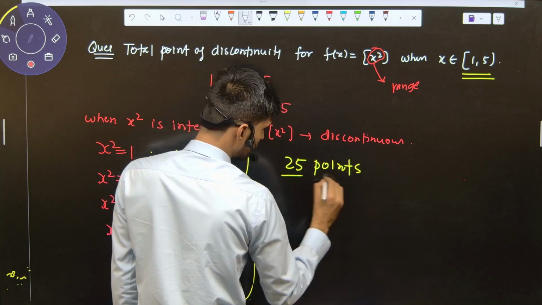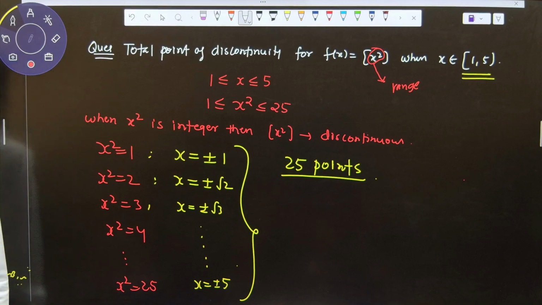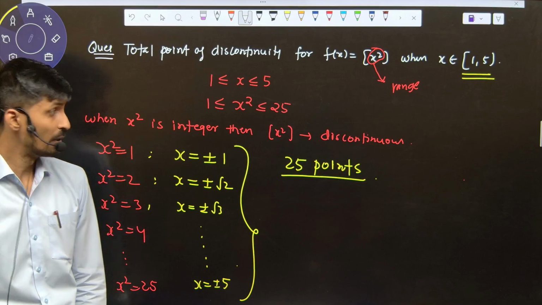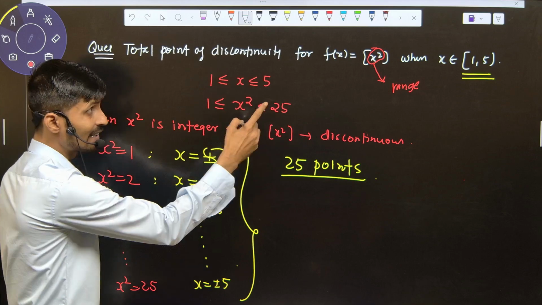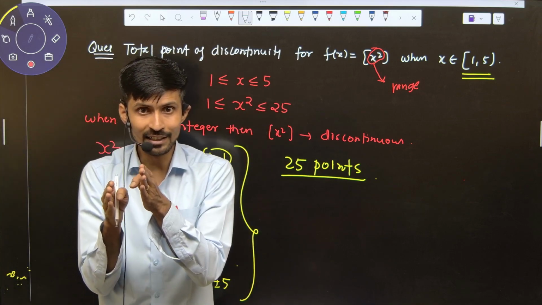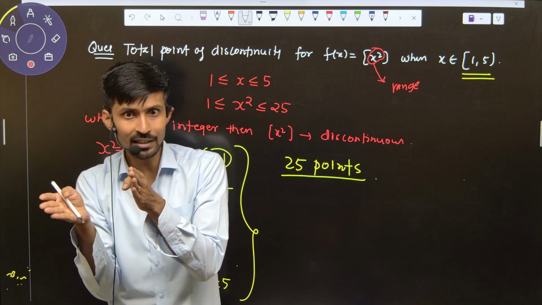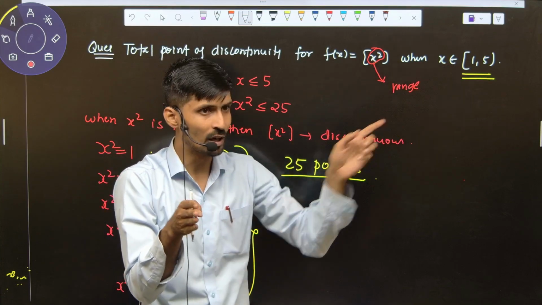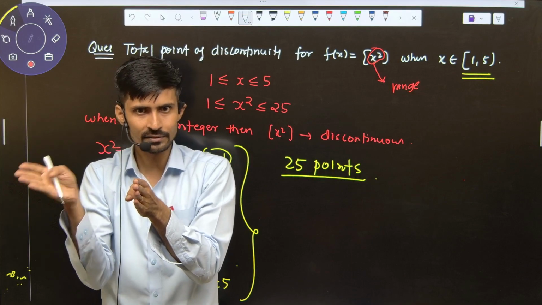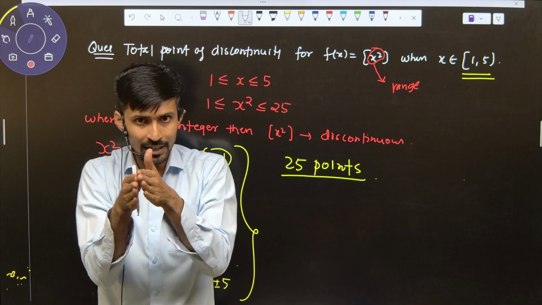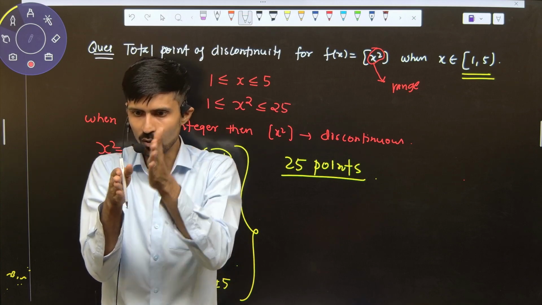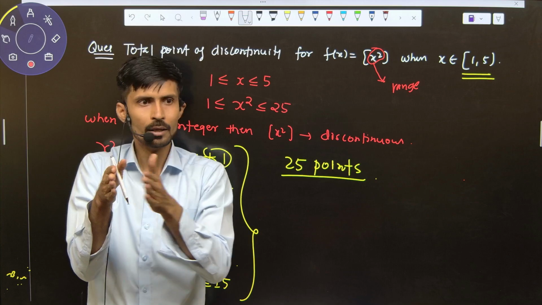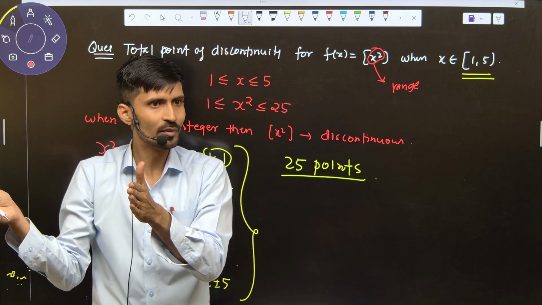How? Answer will be 24 points. Why? Because at x is equal to 1, do you remember? In greatest integer, left hand continuity is not there, but right hand continuity is there. So at x is equal to 1, because we cannot go to 1 minus, but 1 and 1 plus, both points are attached. It means at 1 right hand continuity is there, but in the question 1 minus is not included. So we cannot say that is discontinuous.